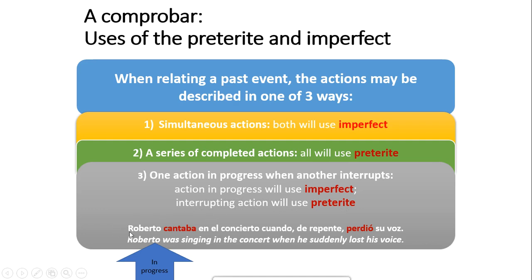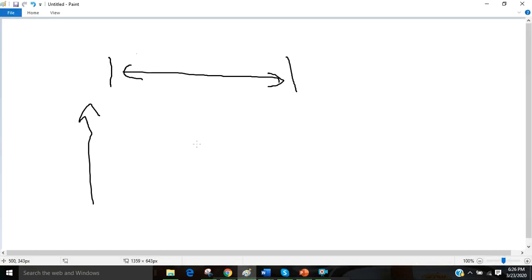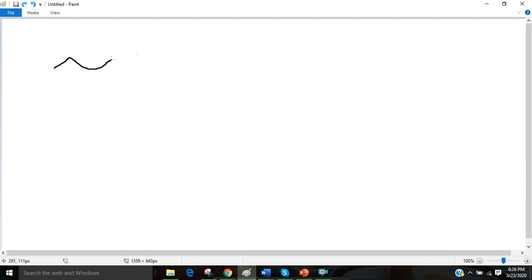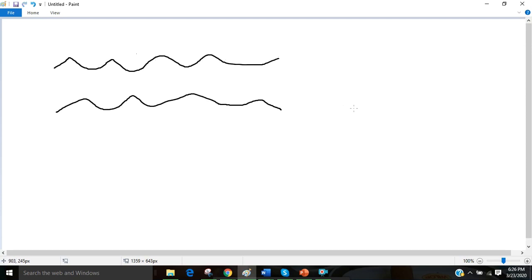La acción que interrumpe usa el pretérito. Por ejemplo, Roberto cantaba en el concierto cuando de repente perdió su voz. When we have 2 simultaneous actions, both will use the imperfect. So we have the imperfect and ongoing action, another ongoing action. A lot of times we'll use the word mientras, while, to express both of them. Por ejemplo, yo hablaba por teléfono mientras mi esposa trabajaba por computadora.